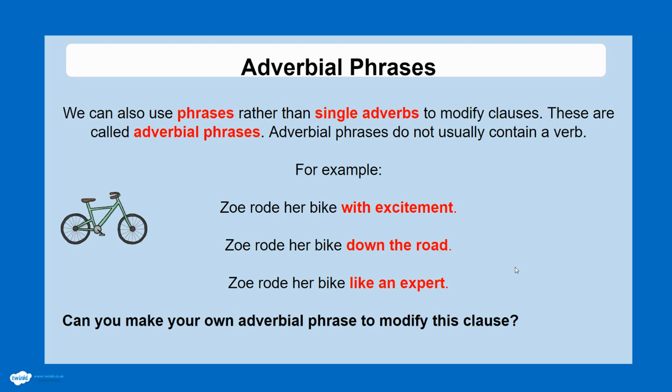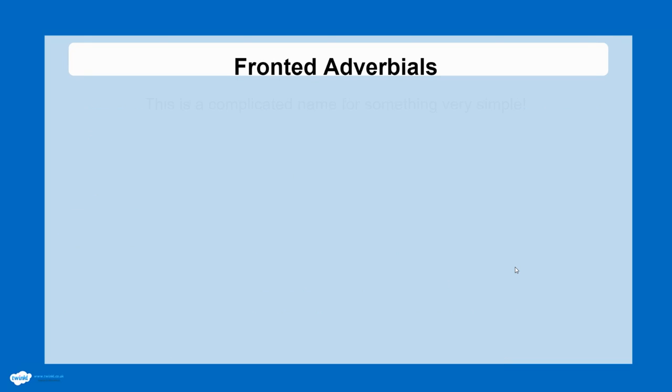Can you make your own adverbial phrase to modify this clause? Tom ate his lunch. Can you have a go at maybe writing 5 or 6 of those? If you really want to challenge yourself, can you do 10? For example, Tom ate his lunch like a ninja. Can you add in some adjectives to describe? That was a really rubbish one, but that was me thinking off the top of my head. But can you also add in some adjectives and use a thesaurus to up-level them even further?